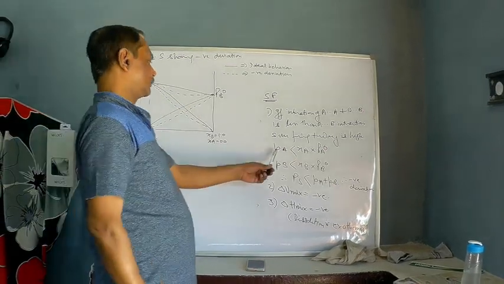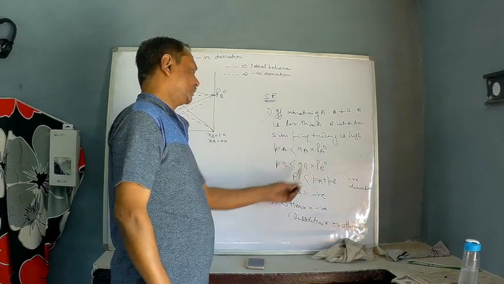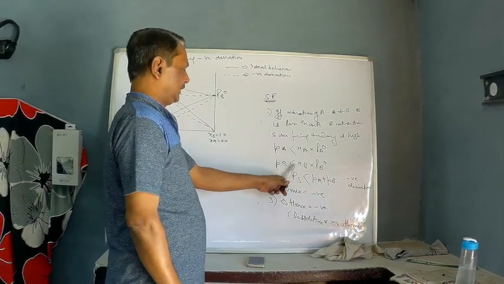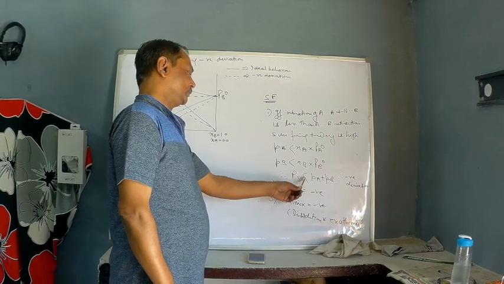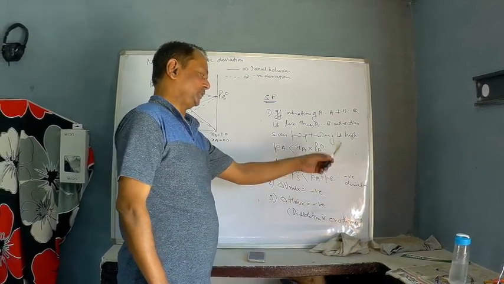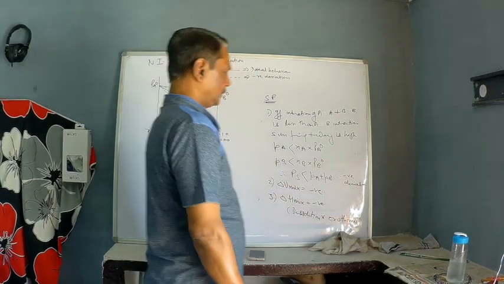So, partial pressure of A will be less than XA into PA naught. Partial pressure of B will again be less than XB into PB naught. Therefore, vapor pressure of the solution will always be less than PA plus PB. Therefore, the solution is showing negative deviation.